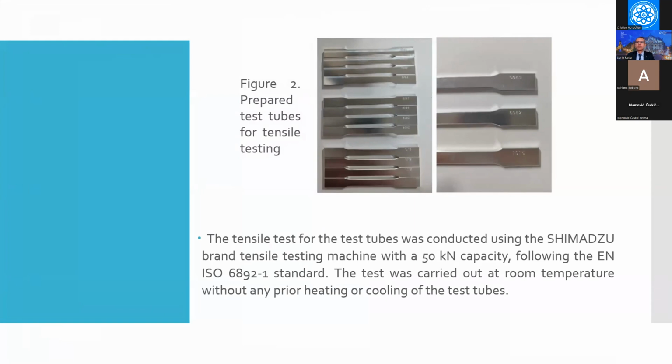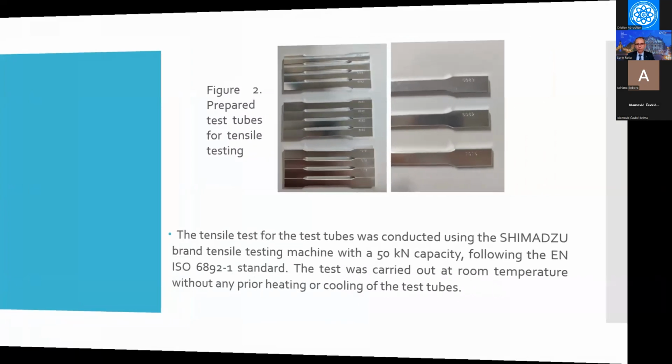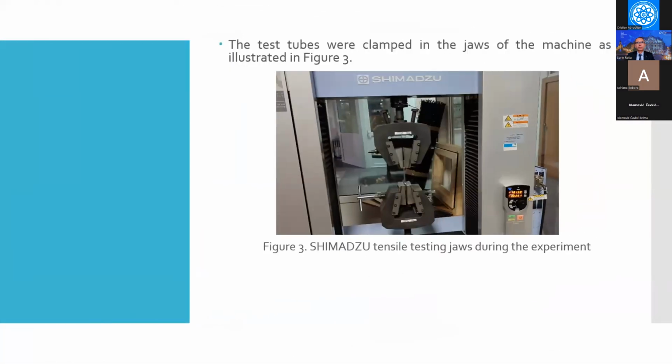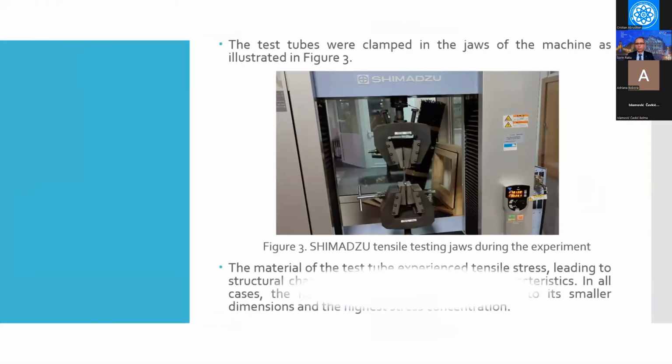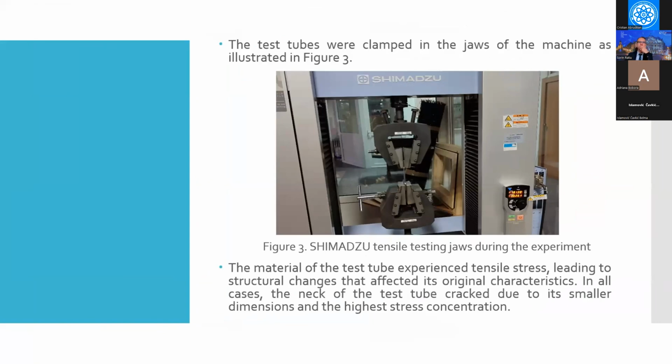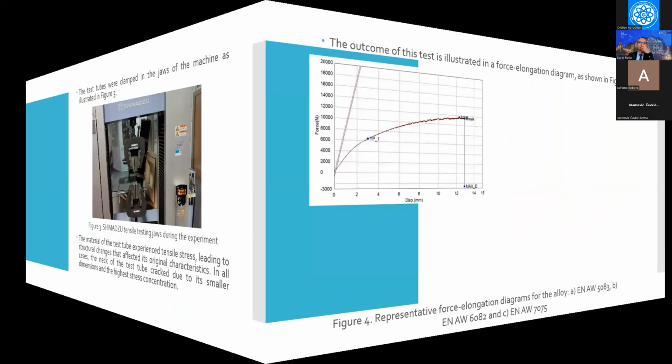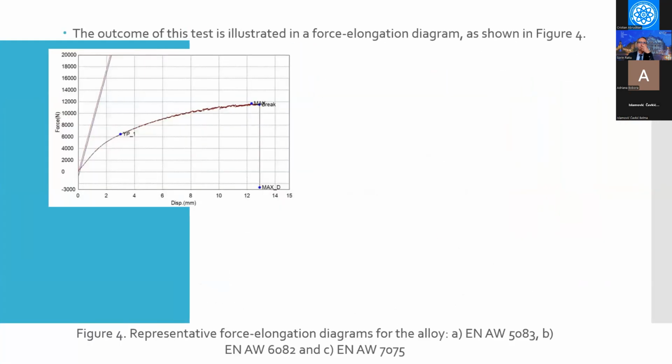The test was carried out at room temperature without any prior heating or cooling of the test tubes. The test tubes were clamped in the jaws of the machine, as illustrated in figure 3. The material of the test tube experienced a tensile stress leading to structural changes that affected its original characteristics. In all cases, the neck of the test tube cracked due to its smaller dimensions and the high stress concentration. The outcome of the test is illustrated in a force-elongation diagram.